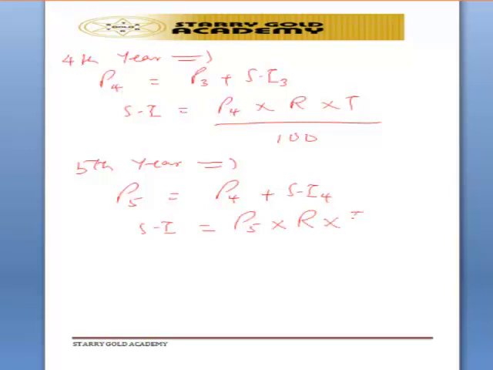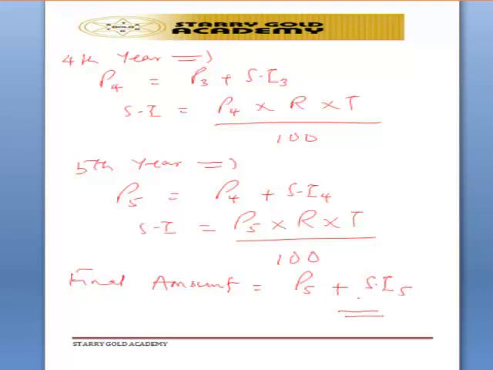Rate, which is constant, and time is constant, over 100. So that will give me the simple interest. And to now get the compound interest for year 5, I will get my final amount. How do I get my final amount? That will be the principal in year 5 plus the simple interest in year 5. That will give me the amount.